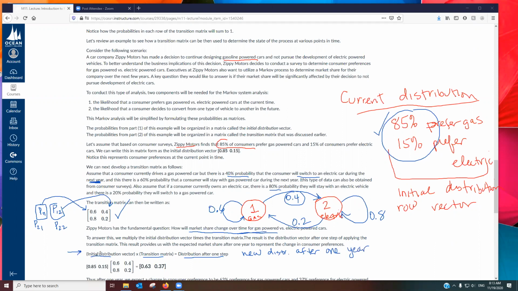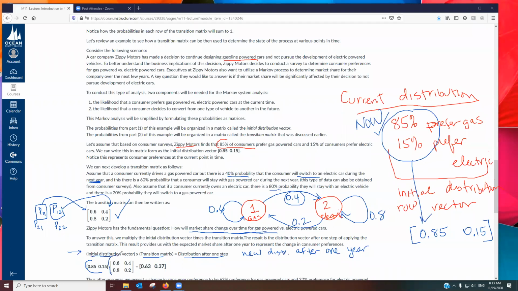All right, so let's do it. Here is the initial distribution vector. Remember, it was 85% for gas cars and 15% for electric cars right now. So this is the state of affairs right now. So I'm going to write this as this row vector.